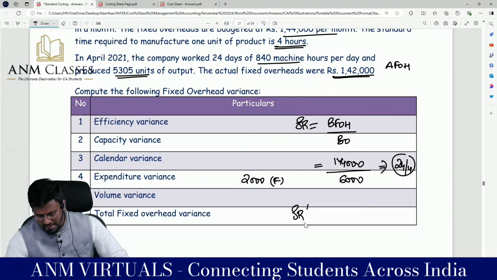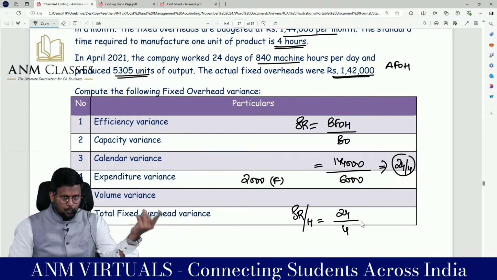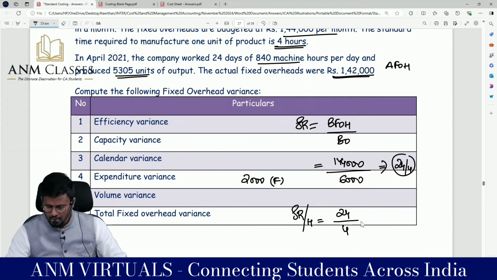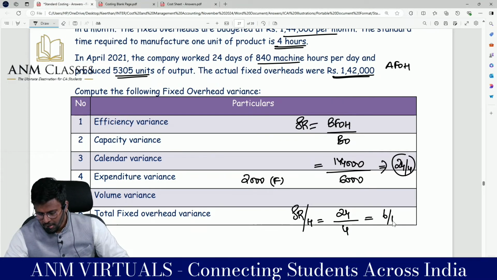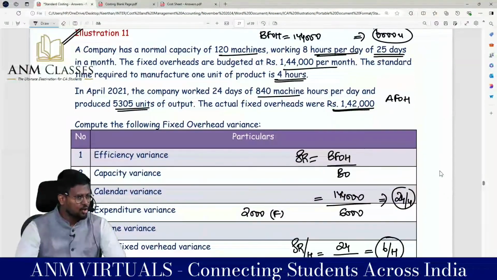Now I am calculating standard time per hour, which is 24 divided by 4, that is, standard rate per output divided by standard time per unit. Shall I proceed like that? Yes, sir. Equal to how much? 6 per hour. 6 into 4, exactly matching. That's a shortcut of finding out.